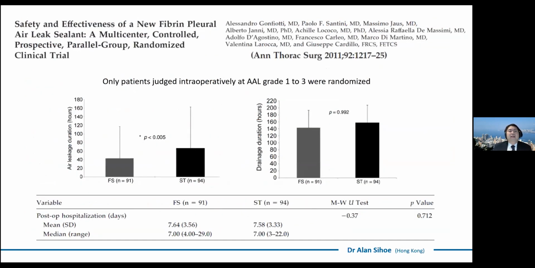And you can see that some of these newer trials, including one by our president, Giuseppe Cardillo, actually look specifically at patients with intraoperative air leaks. And this is the trend of more recent studies in more recent years. And we're getting better, more reliable results as a result.